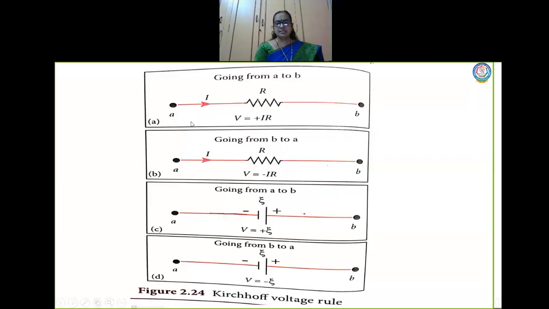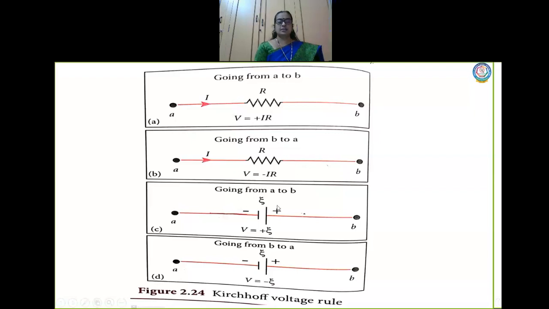Now here your assumed path and the actual path of the current are in the same direction. You take the value of V to be plus IR. Now here your direction and the actual direction of the current are in the opposite direction. So in that case, when you measure the potential, it is going to be minus IR, children. Okay, so this is in the case of a resistor connected in a circuit.